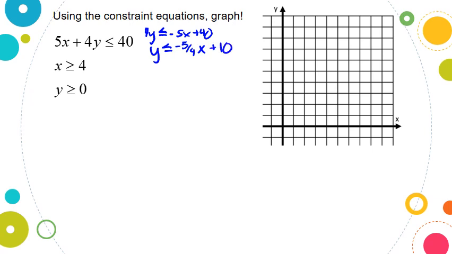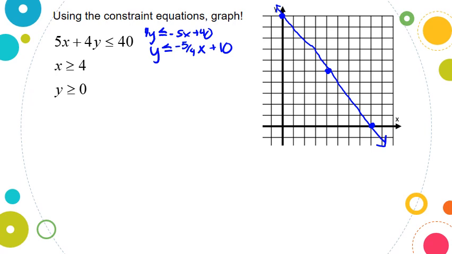If I go to graph that line, my y-intercept is at 10. I'm going to go down 5: 1, 2, 3, 4, 5, and over 1, 2, 3, 4. It's a negative line, so that makes sense. I'm decreasing. My line's negative. Go down 5 more and over 4 more. So there is my first line, my first constraint that I can see visually.